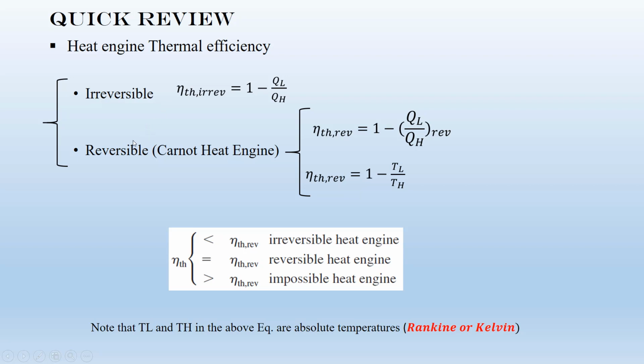For the reversible process or Carnot heat engines, you can use the same equation to find the thermal efficiency. However, here you need to have the QL over QH for the reversible process. Keep in mind, guys, in most cases we don't have the QL over QH for the reversible process, or you may have it, but in most cases we don't have it. So normally we use the second equation, 1 minus TL over TH, to find the thermal efficiency of a reversible heat engine. Keep in mind that the temperature must be absolute temperature.